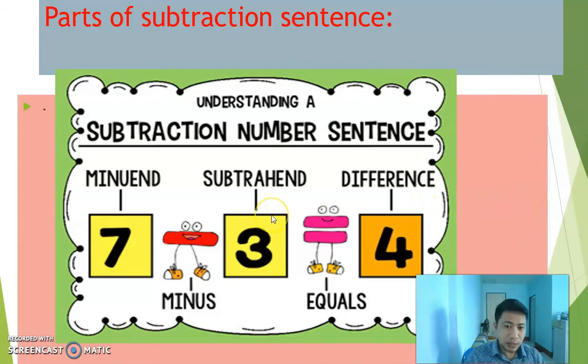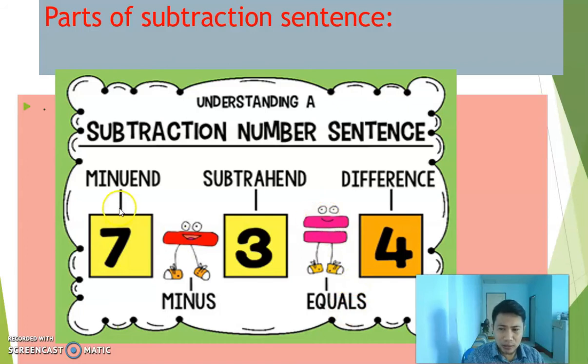We have the minuend, we have the subtrahend, we have the difference. So in this subtraction sentence that we have, 7 minus 3 equals 4, 7 is the minuend, 3 is the subtrahend, and 4 is the difference. And of course, we have here the minus sign and equal to symbols.